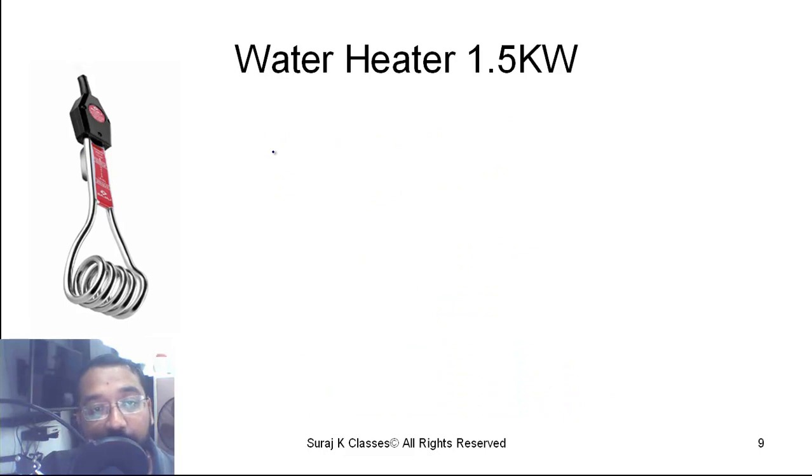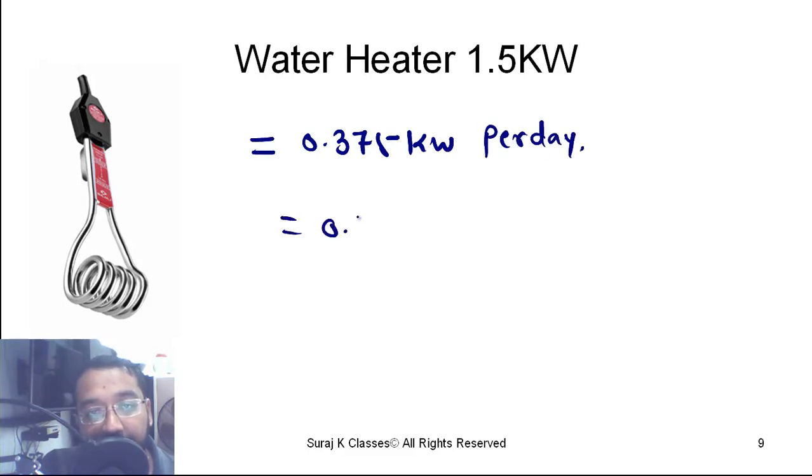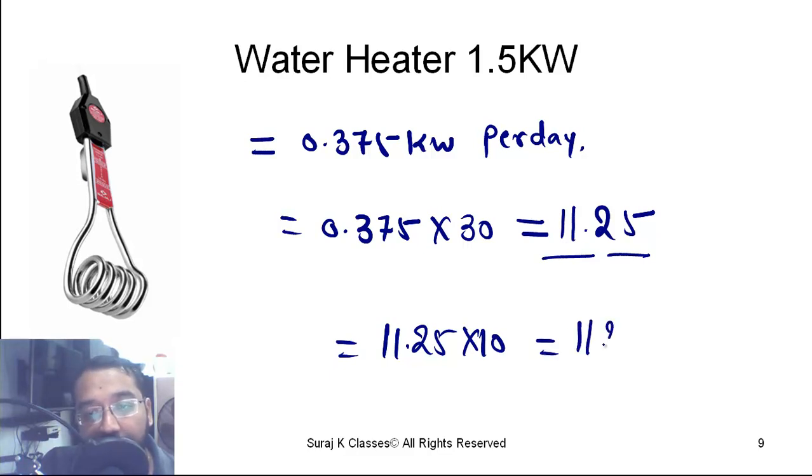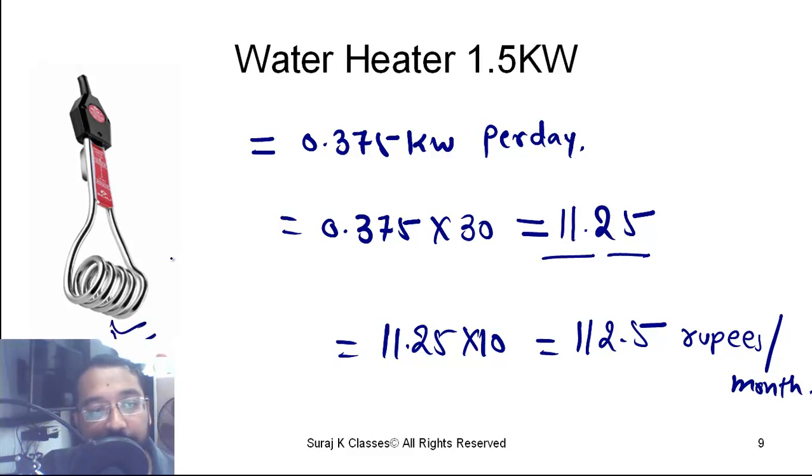Now see, if you are consuming 0.375 kilowatt per day, then for 30 days, 0.375 into 30, how much electricity bill will you have to pay? I think 11.25 units bill that you will have to pay. Now we are considering 10 rupees per unit, then 11.25 into 10. So your electricity bill will be coming around 112.5 rupees per month for you for using this 15 minutes per day.